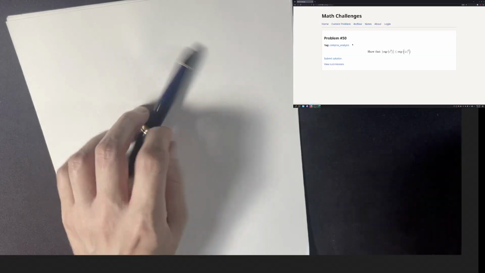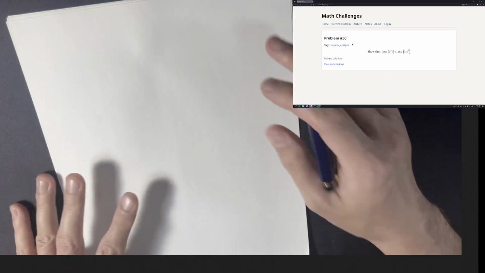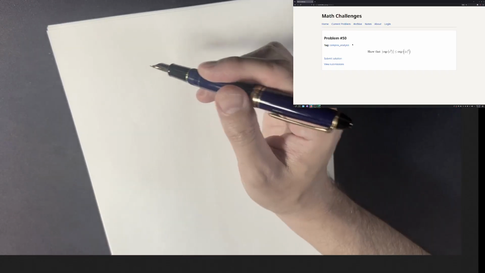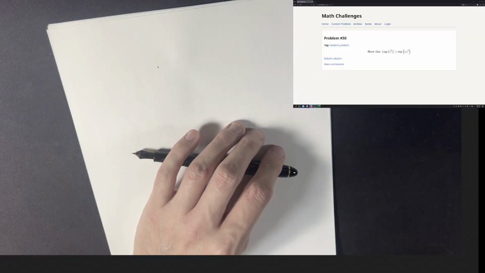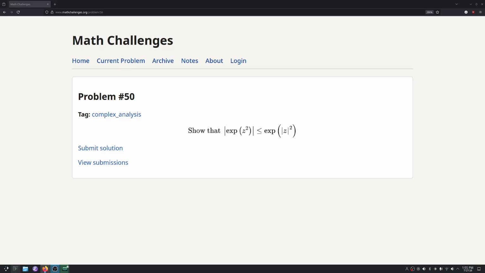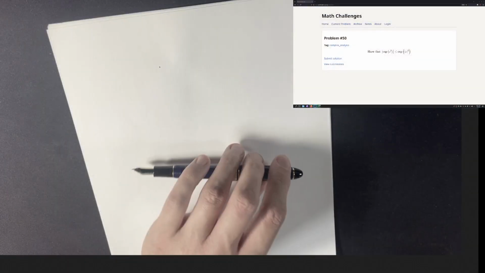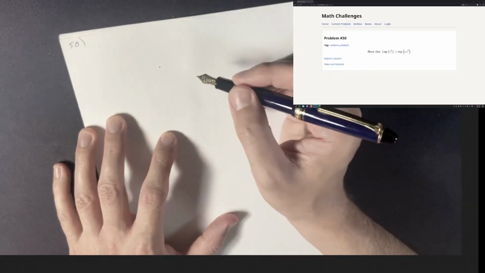So 50 is actually kind of the tough one. I mean, it's not that hard, but it's confusing if you're not familiar with complex analysis. It's a little bit tricky, but not too bad. Yeah, so this is 50. We're going to start with that.